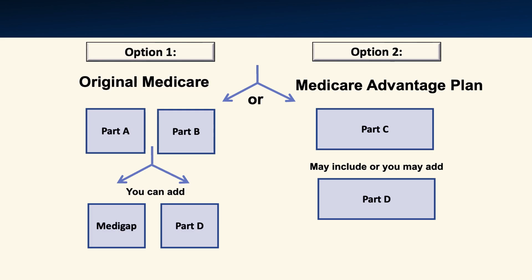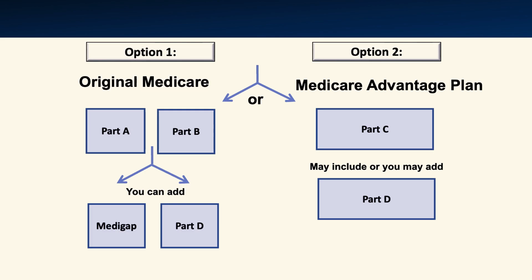We talked about some gaps in Original Medicare, like the deductibles and coinsurance, and you can add additional coverage to help cover those gaps. You can buy a Medicare Supplement or Medigap policy to help cover the gaps in Original Medicare. You can also choose to buy Medicare prescription drug coverage or Part D from a Medicare prescription drug plan.